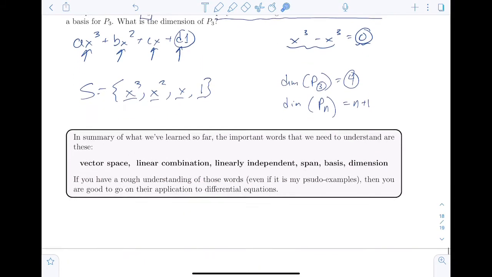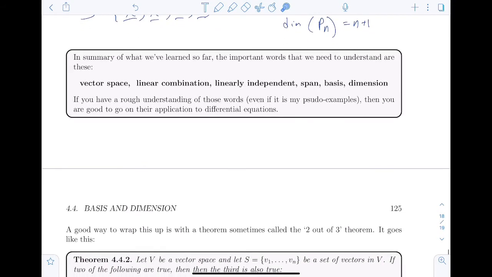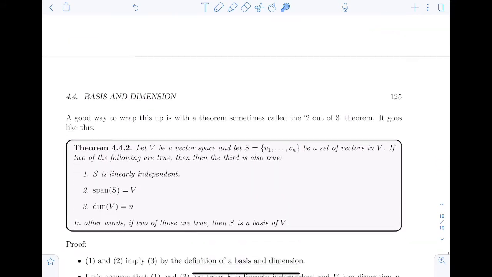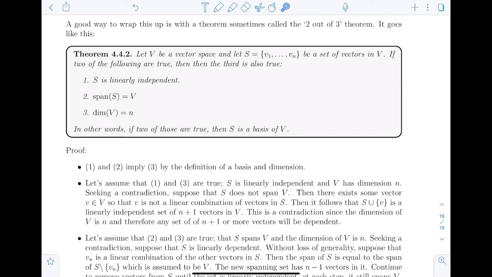Now, I think the next theorem on the last page is a good way to kind of wrap up these first 4 sections. It's sometimes called the 2 out of 3 theorem, and it goes something like this. Let V be a vector space, and let S be a collection of vectors in V. Okay, so I've got n vectors in V. If 2 of the following are true, then the third is also true.